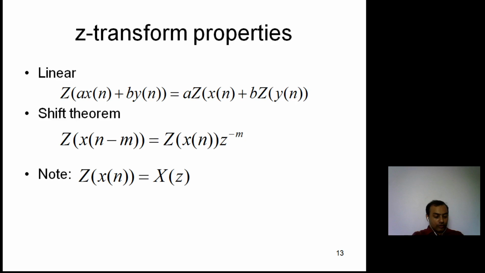Now the shift theorem: Z{x(n minus m)}, with a shift of m from n, equals z to the power minus m times X(z). This is the shift theorem in the Z transform properties. Again, X(z) is the representation of the Z transform for a sequence x(n), and the Z transform of it is written as capital X(z).